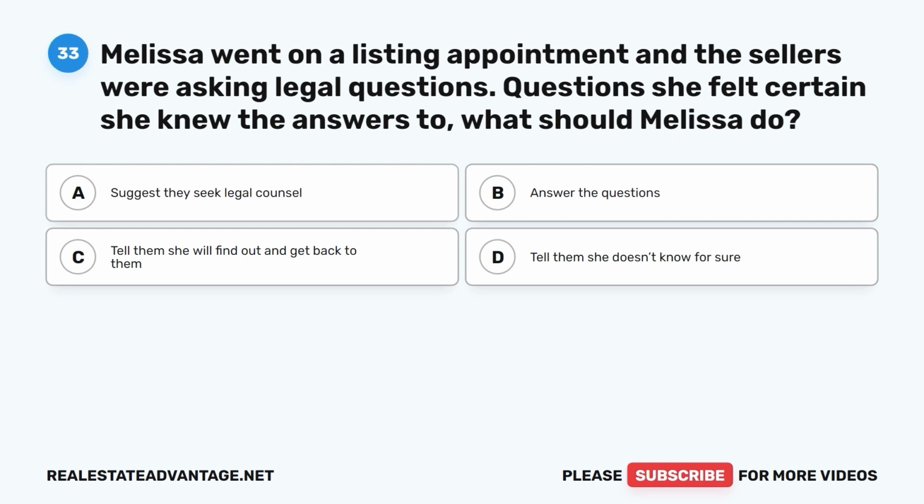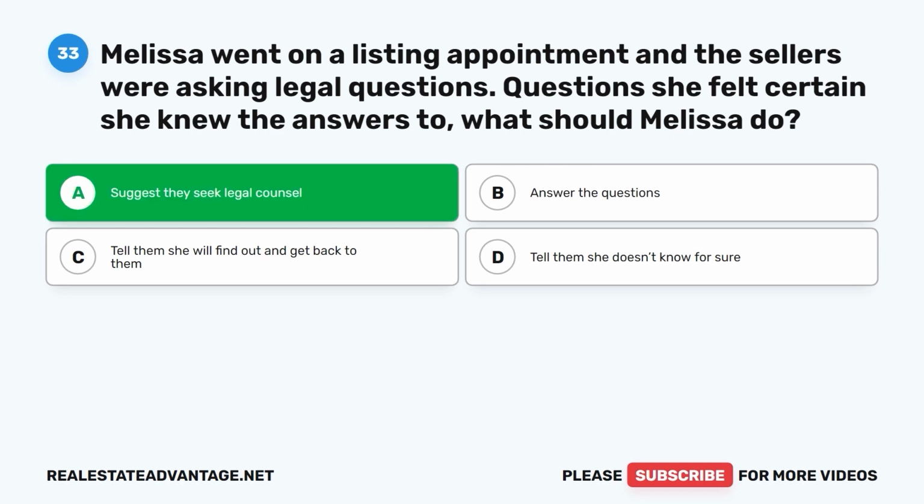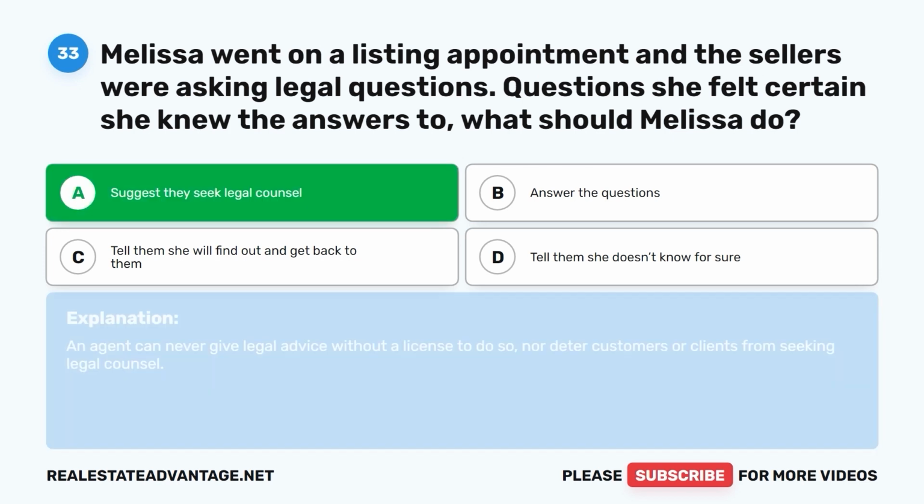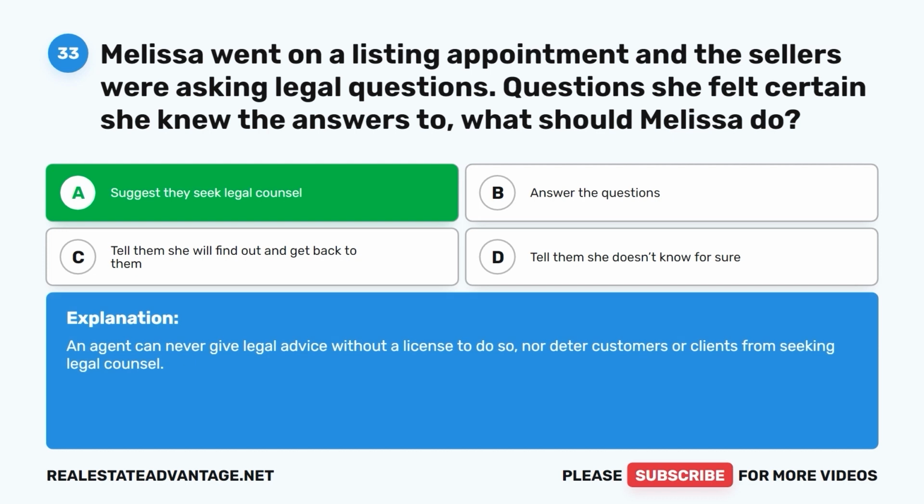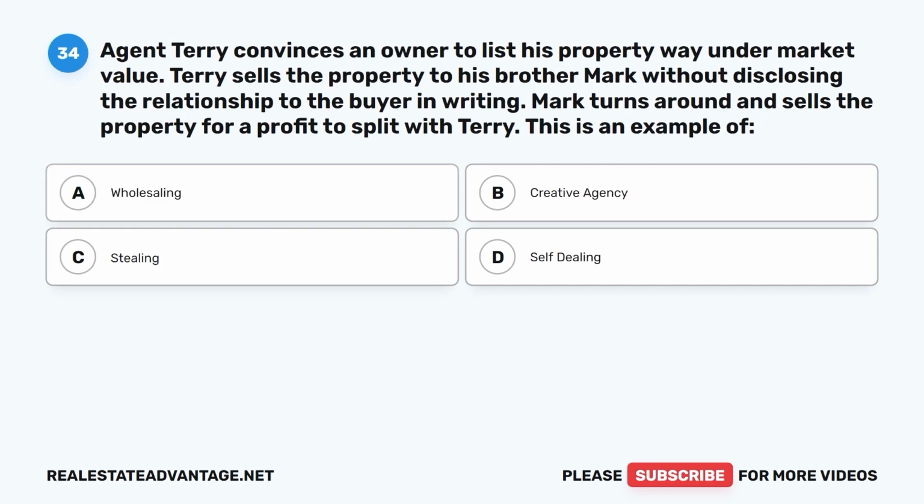Question 33. Melissa went on a listing appointment and the sellers were asking legal questions. Questions she felt certain she knew the answers to. What should Melissa do? A. Suggest they seek legal counsel. B. Answer the questions. C. Tell them she will find out and get back to them. D. Tell them she doesn't know for sure. The correct answer is A. Suggest they seek legal counsel. An agent can never give legal advice without a license to do so, nor deter customers or clients from seeking legal counsel.